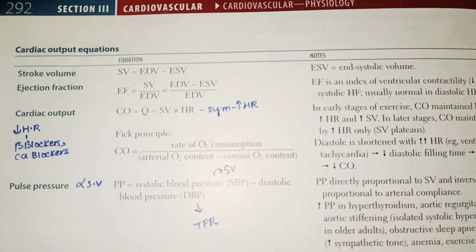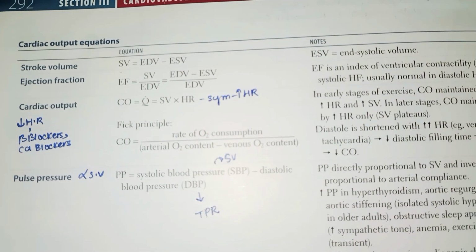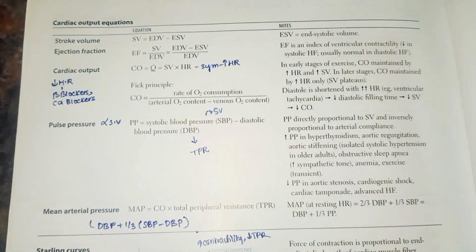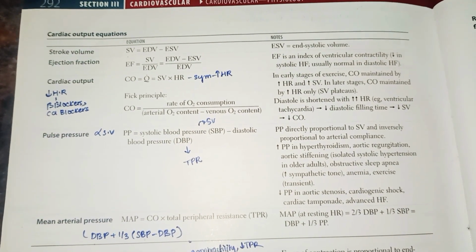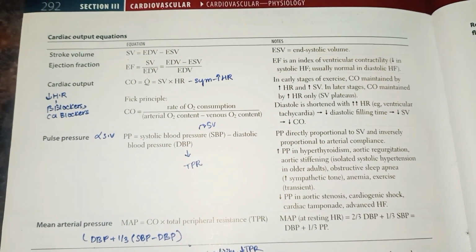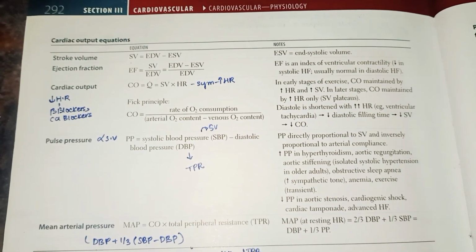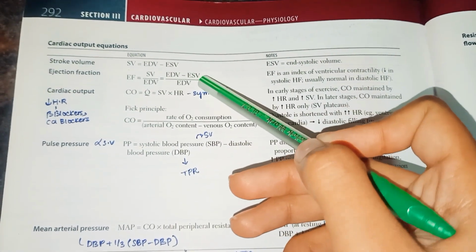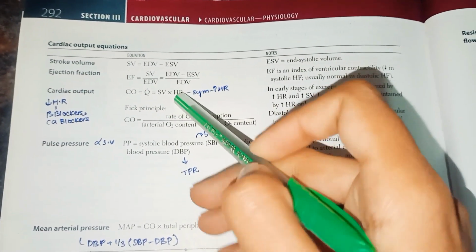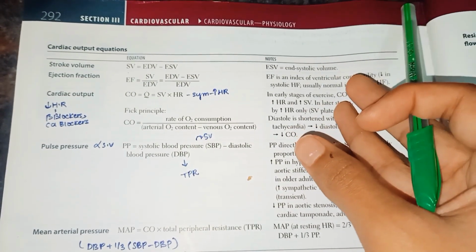So cardiac output equivalents are like stroke volume, ejection fraction, cardiac output, pulse pressure, mean arterial pressure. Let us discuss one by one. These are like formulas. Stroke volume is equal to end diastolic volume minus end systolic volume. Okay, and ejection fraction is stroke volume by end diastolic volume. So again, ejection fraction is nothing but end diastolic volume minus end systolic volume divided by end diastolic volume. So ejection fraction is nothing but the index of ventricular contractility.